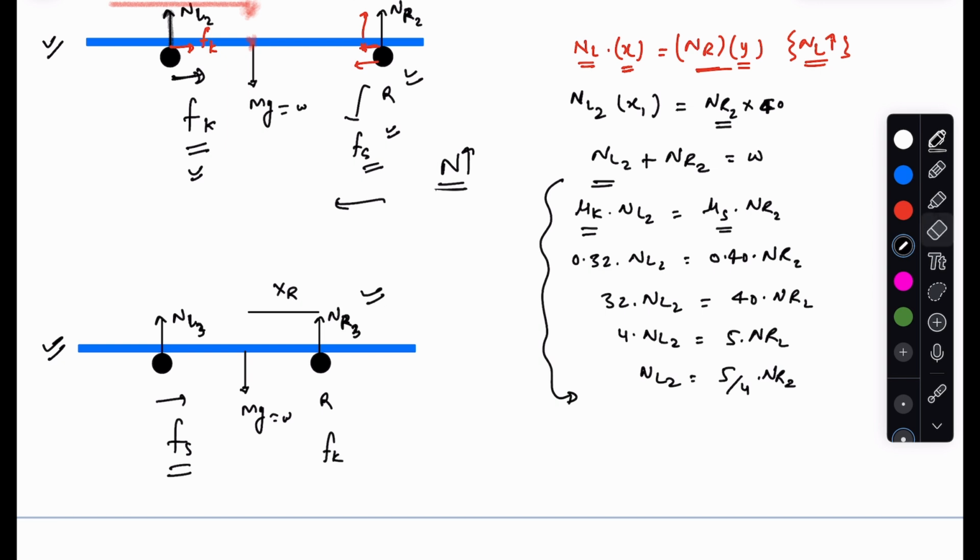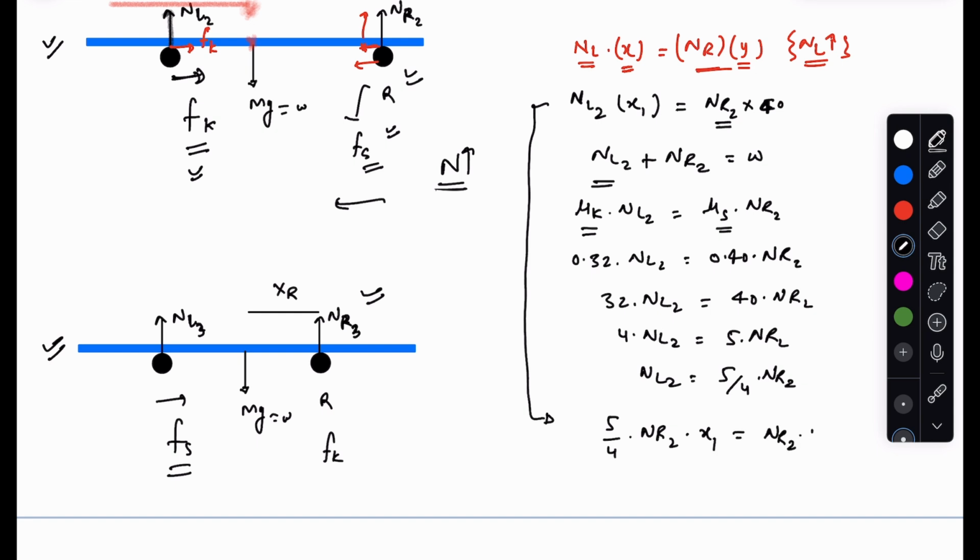Okay, let's avoid this calculation. I just don't want to calculate this, because I just want to proceed with the x value. So let's find out the x value from here. So I have nl2, nr2. So nl2 I can write as 5 by 4 times of nr2, times of x1 is equal to nr2 times of 40. So from here I will have x1 is equal to 40 times of 4 divided by 5, which becomes 32 centimeter.